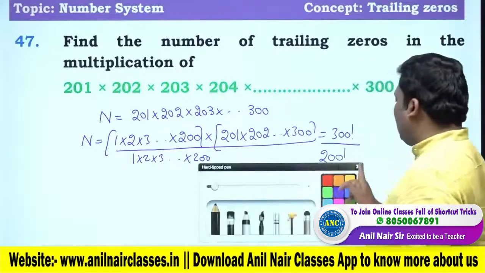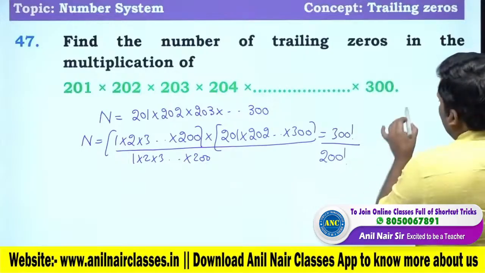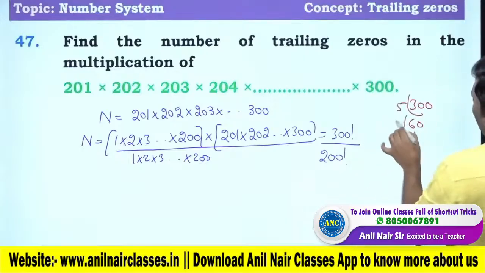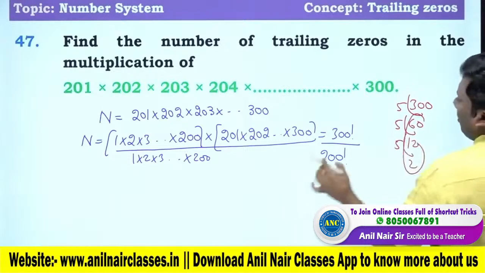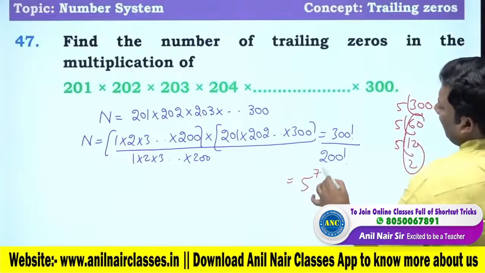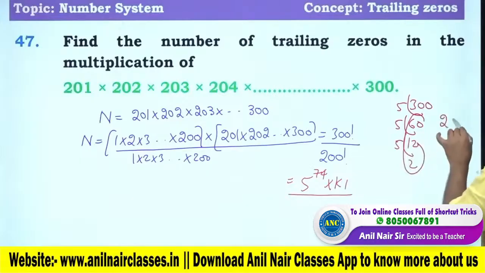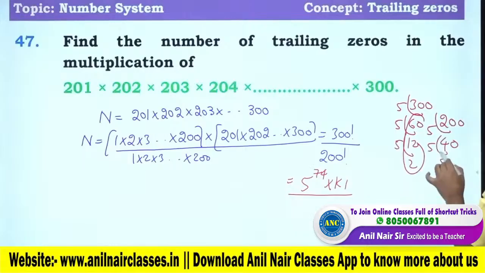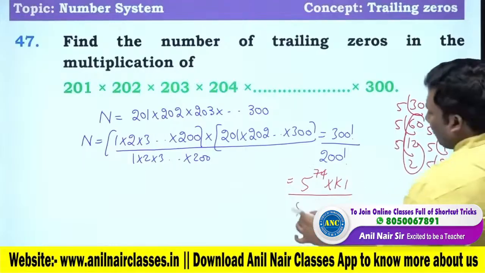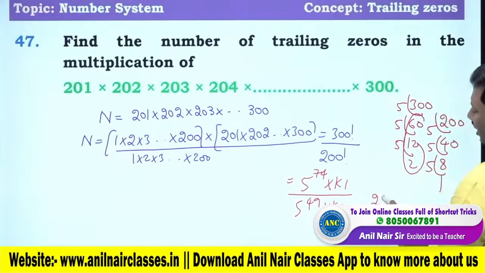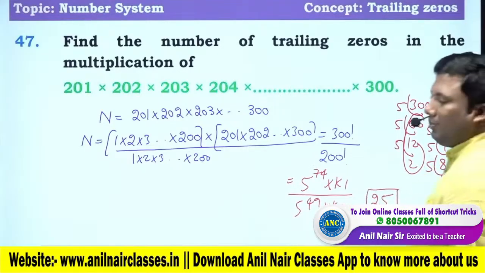The number of zeros at the end of a factorial depends on the power of 5. So 5 60s are, 5 12s are, and 5 2s are 74. So the numerator is 5 power 74 into K1. The denominator: 5 40s are, 5 8s are, 5 1s are, which is 5 power 49 into K2. 74 minus 49, the answer will be 25.